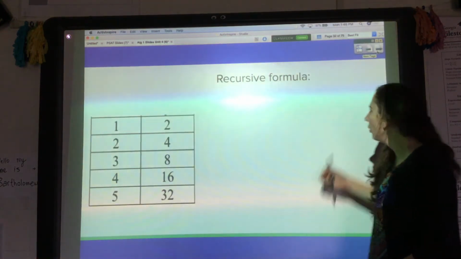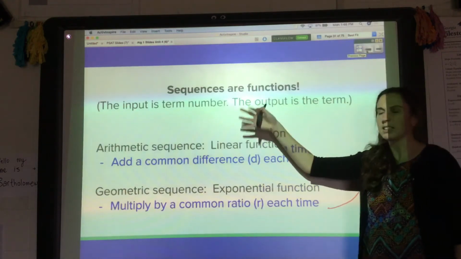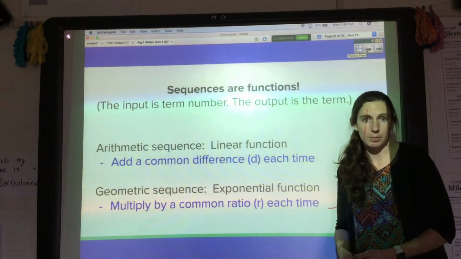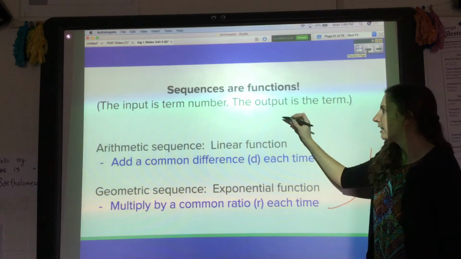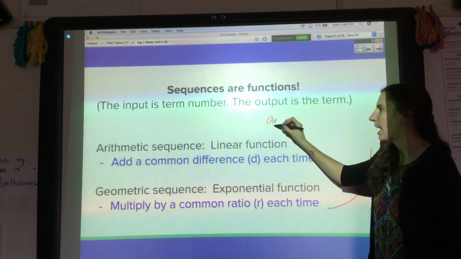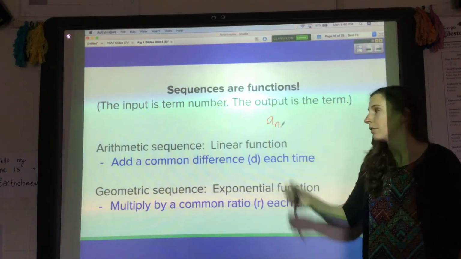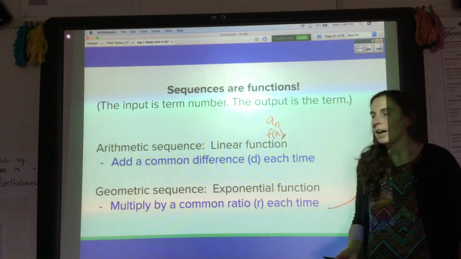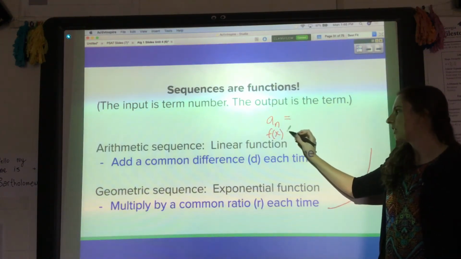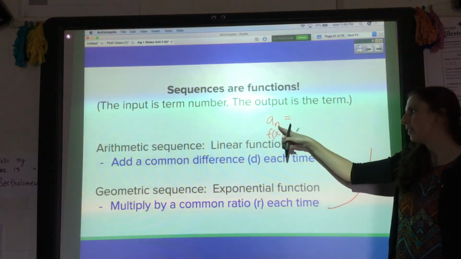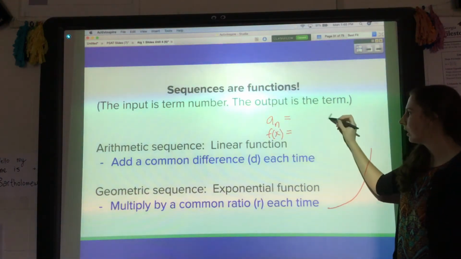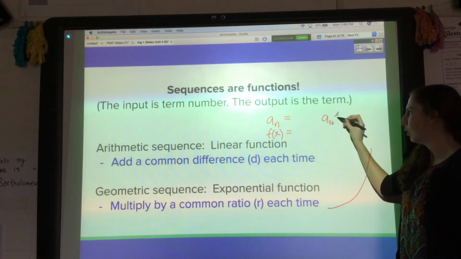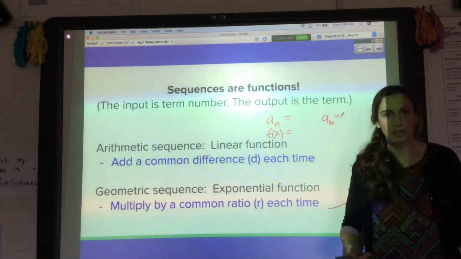Okay, the goal for this kind of stuff is, since it's basically a function, can we come up with that equation? Instead of doing f of x, again, we'll use a n, but if you want to use f of x, you can. Either way, I want to come up with some sort of equation where I could plug in an n value, like, I want to know the 50th term, what is it? And the function would spit out the term for you.